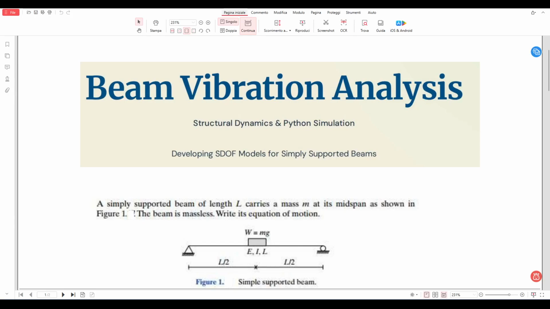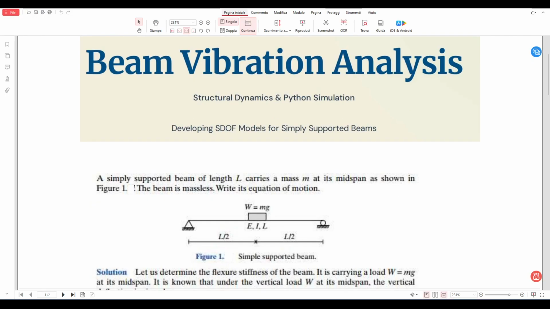Good morning. Today we'll see an analysis of vibration to solve a problem in structural dynamics and simulate this problem with Python code. We can see here the problem. We have a simply supported beam of length L carrying a mass at its midspan, as shown in figure 1.